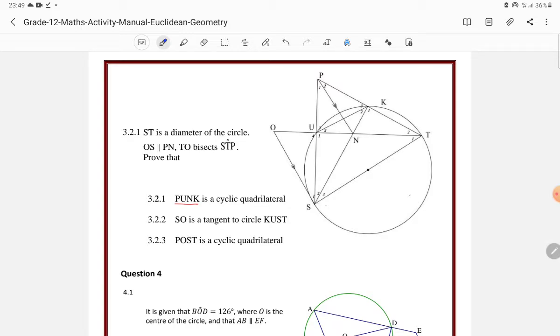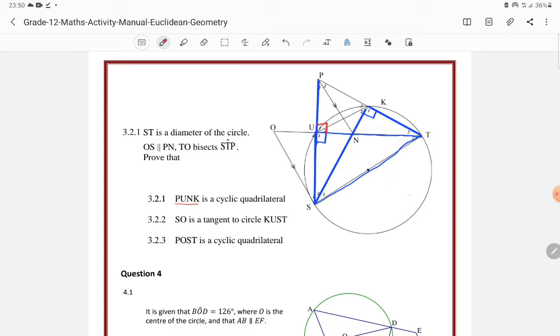Here we have the diameter. ST is a diameter, and we know that the diameter always subtends 90 degrees at the circumference of the circle. So U1 is equal to 90 degrees. And also we have this other one, K1. Also K1 is equal to 90 degrees. Because PUS is a continuous straight line, U3 plus U2 also is equal to 90 degrees, which means this one also is equal to 90 degrees, because these are angles on a straight line.